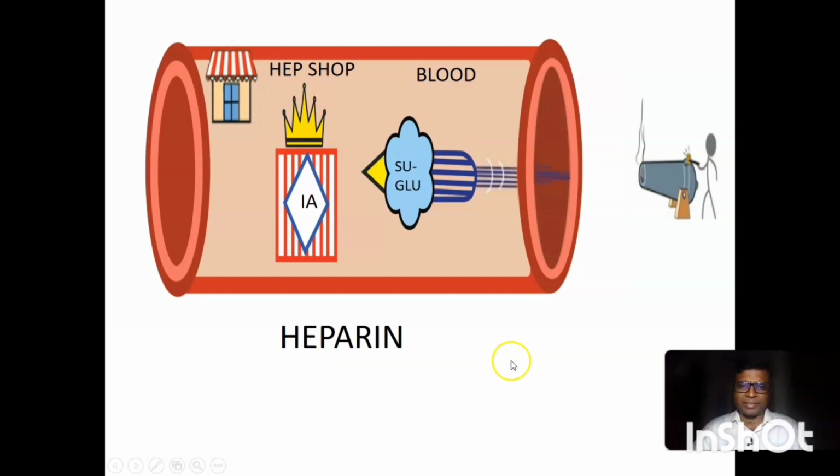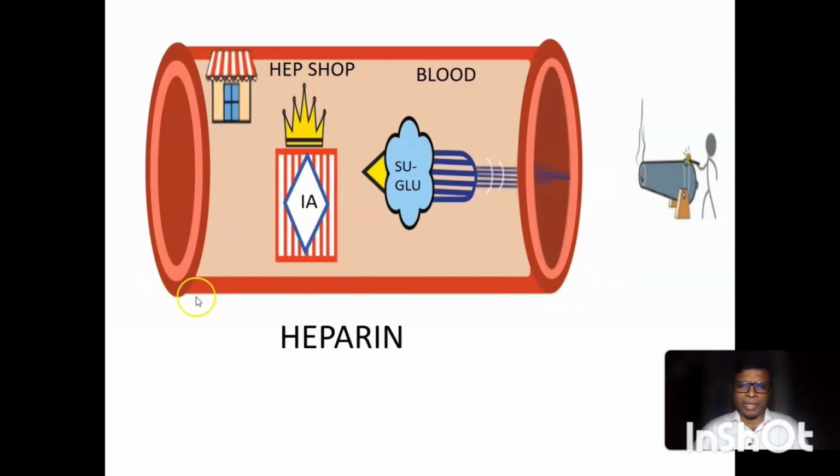That is heparin. Please note it is not heparan, it is heparin. We used a blood vessel to represent heparin because heparin acts in the blood vessels. The composition of heparin is iduronic acid and sulfated glucosamine.